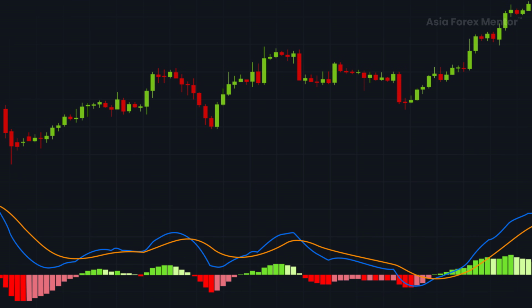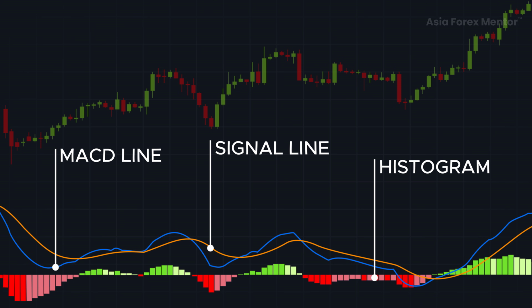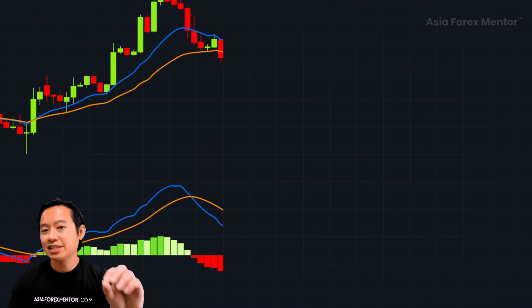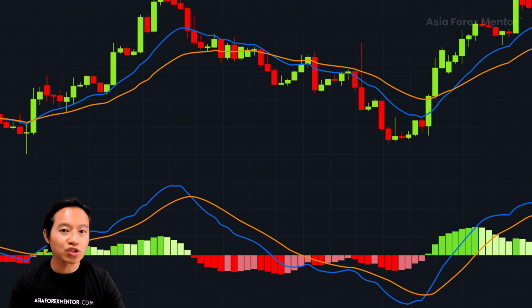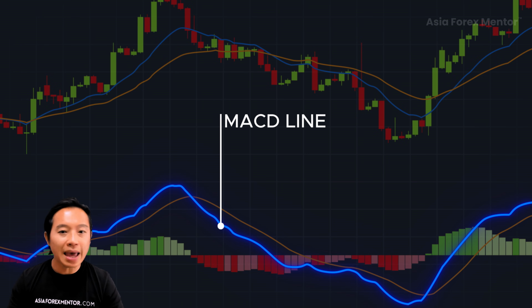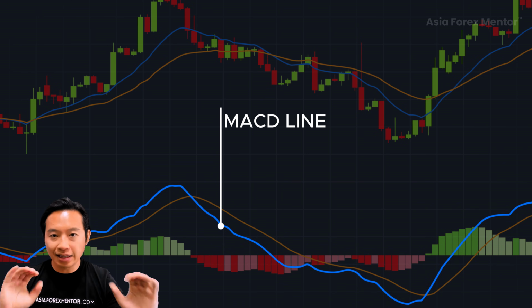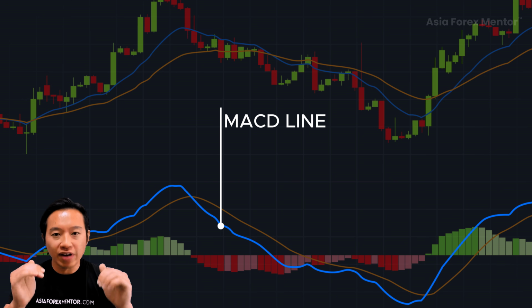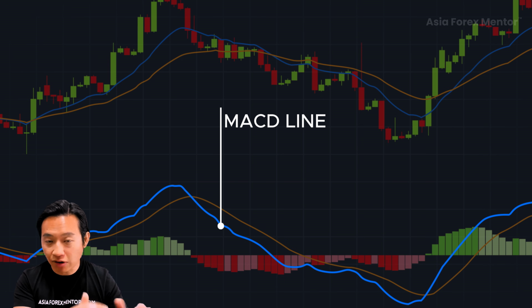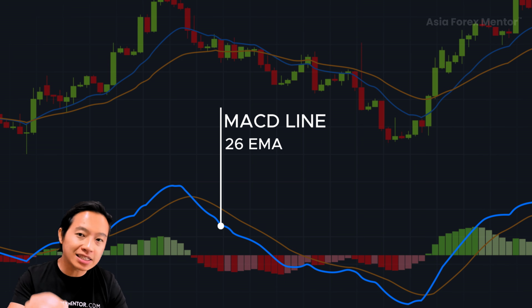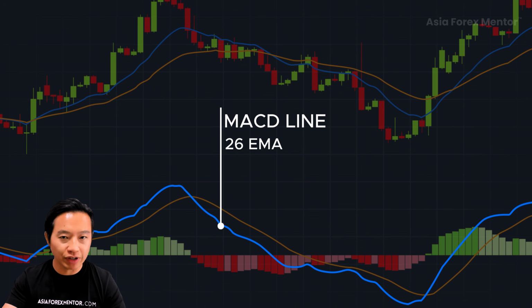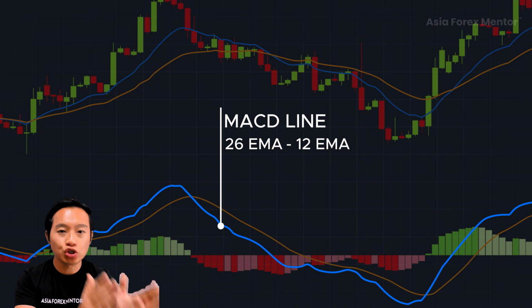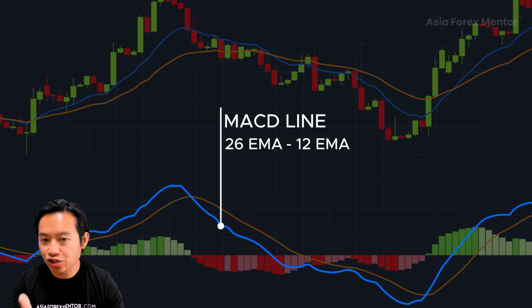The MACD indicator consists of three components: the MACD line, the signal line, and the histogram. Now, let's understand each of these components in detail. The first one, the MACD line. These are the standard values, unless you set them differently. The MACD line is calculated by subtracting the 26 period exponential moving average, the 26 EMA, from the 12 EMA. These are the standard settings: 12, 26, 9.